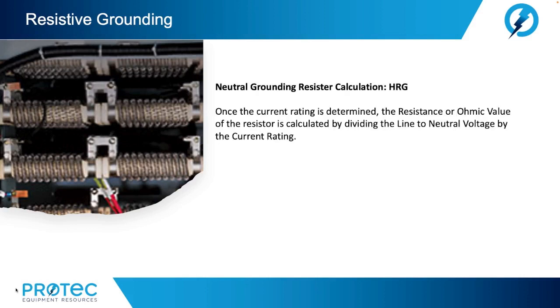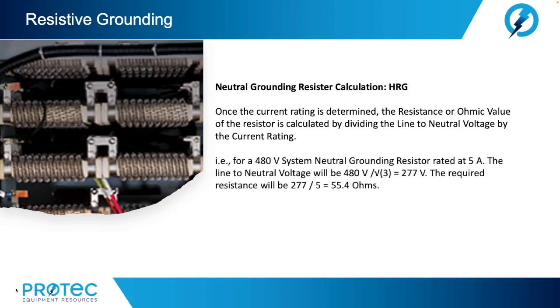Once the current rating is determined, the resistance or ohmic value of the resistor is calculated by dividing the line to neutral voltage by the current rating. For example, a 480 volt system neutral grounding resistor rated at 5 amps. The line to neutral voltage will be 480 divided by square root of 3, which equals 277 volts. The required resistance will be 277 divided by 5, or 55.4 ohms.